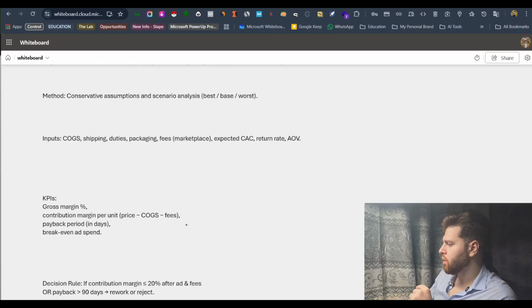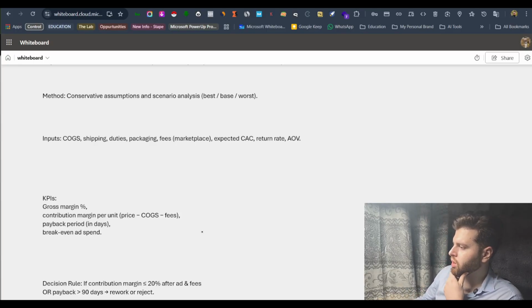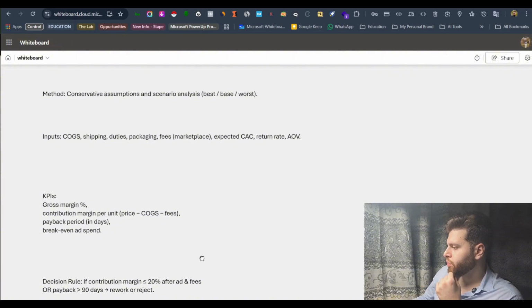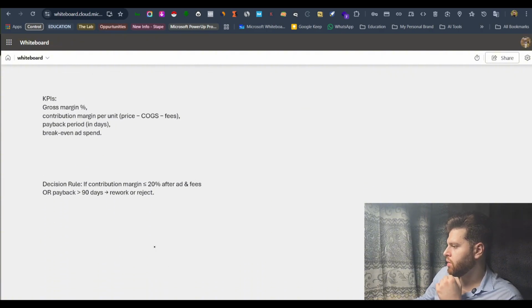The KPIs that you're looking for here are the gross margin, contribution margin per unit for the price, cost of goods and fees, payback period, how many days you need to wait until you get your money back from selling your product, and break even ad spend. The rule here: if contribution margin is less than 20% after ad and fees, or payback is more than 90 days, then rework or reject.